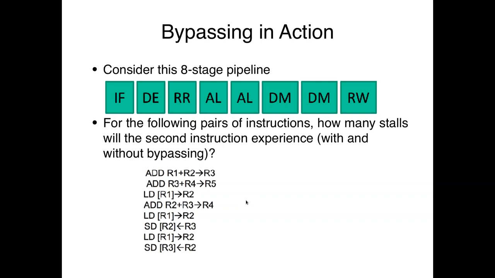All right, does anybody have how many stalls we need without bypassing on the second example? Five again. Yeah, it's the same logic, right? You don't get the value. The value of R2 hasn't been written to your register until the end of the instruction. So you have to stall until the end of the instruction.